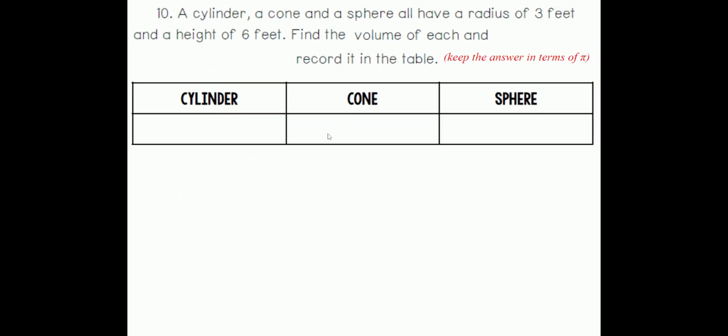We're going to try one more problem, and this is going to show us the relationships between cylinders, cones, and spheres. They want us to keep the answers in terms of pi. So volume of a cylinder can be found by using the formula V equals pi r squared h. If the cylinder has a radius of 3 and a height of 6, we're going to replace r with 3 and h with 6. So when you multiply that out, pi times 3 times 3 times 6, we get 54 pi.